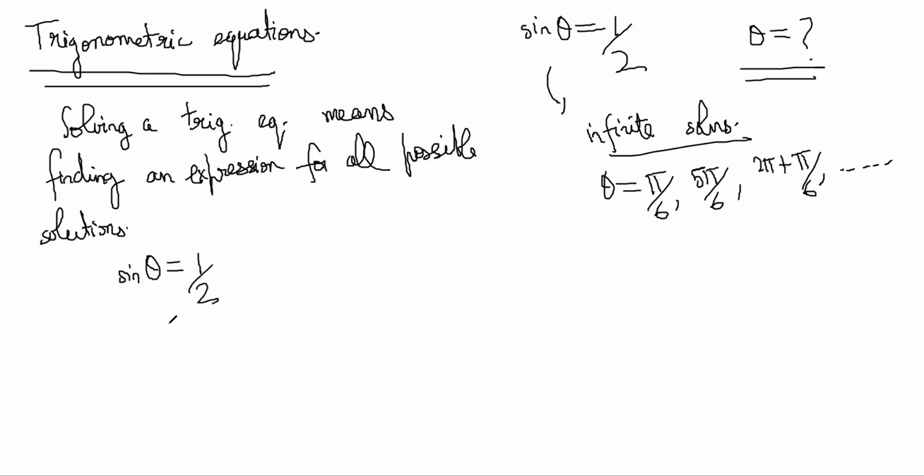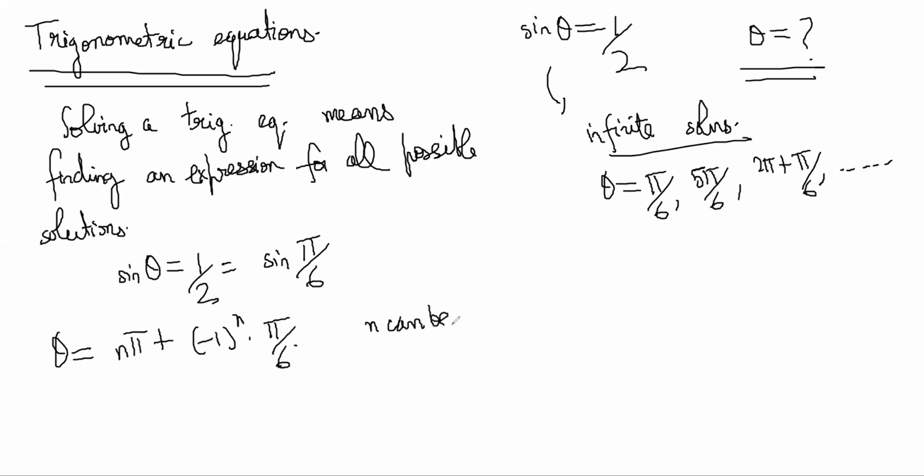So what I will tell you is this: half is equal to sine pi by 6. The general solution can be written as n pi plus minus 1 to the power n into pi by 6. Now n can be any integer. Now check, if n is equal to 0, what do you get? Pi by 6, right?